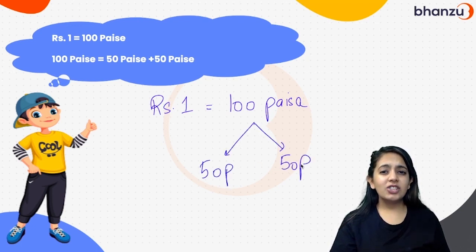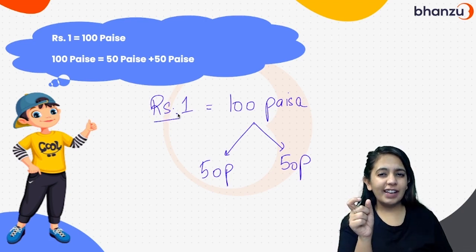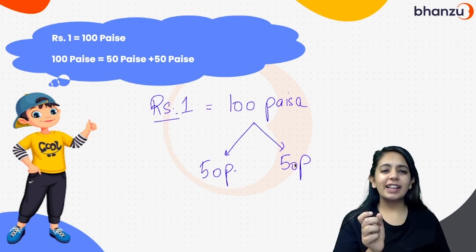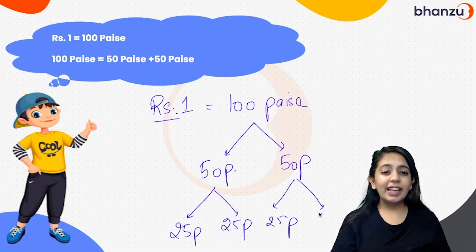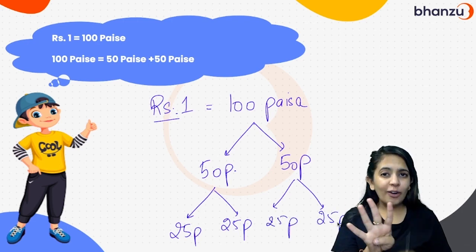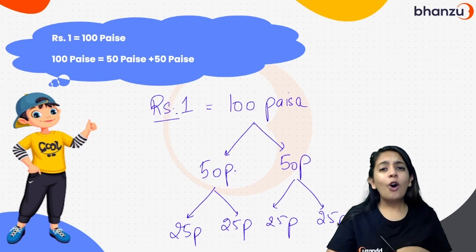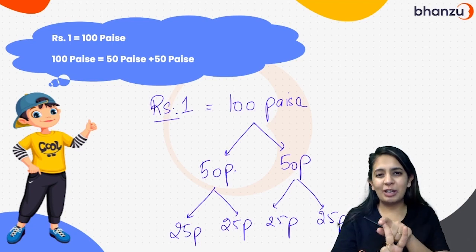And this is how we write. Just like the short form of rupees is Rs., similar to that, paisa we write like P. Then this 50 paise was further divided into 25 paise each. So basically, if you want to make 1 rupee, then either you have to collect 4 coins of 25 paisa each, or you have to collect 2 coins of 50 paisa each.